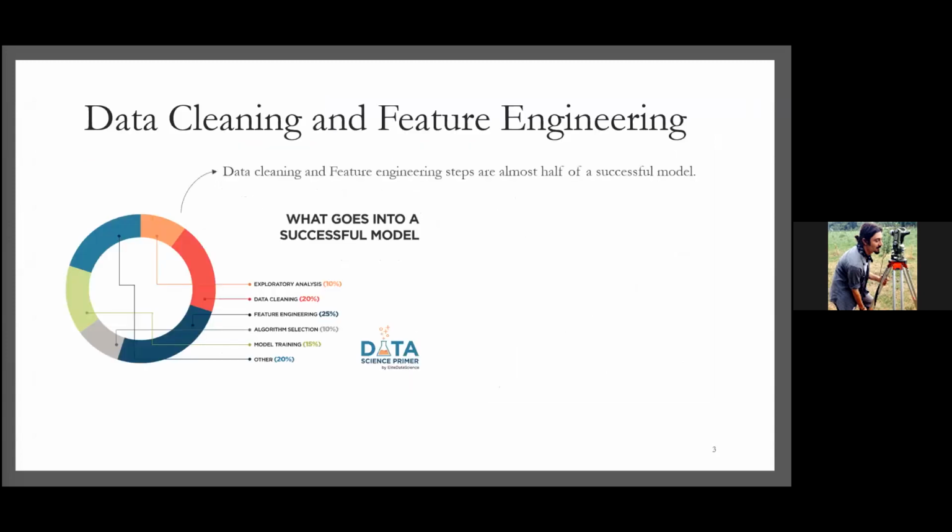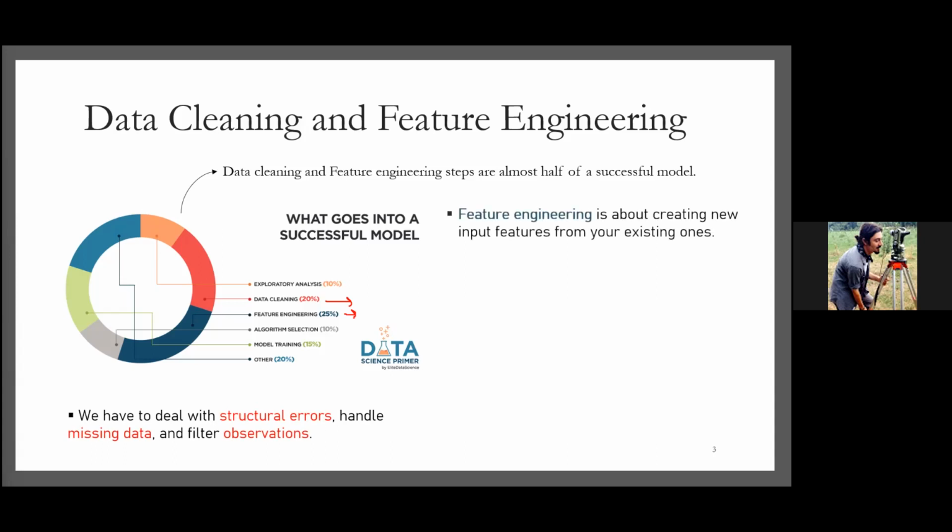First of all, we have a pie chart that shows what goes into a successful model. As we can see, data cleaning accounts for 20% and feature engineering for 25%. So we can say that data cleaning and feature engineering steps are almost half of a successful model. But why do we need data cleaning and feature engineering? Because we have to deal with structural errors, handle missing data, and filter observations.